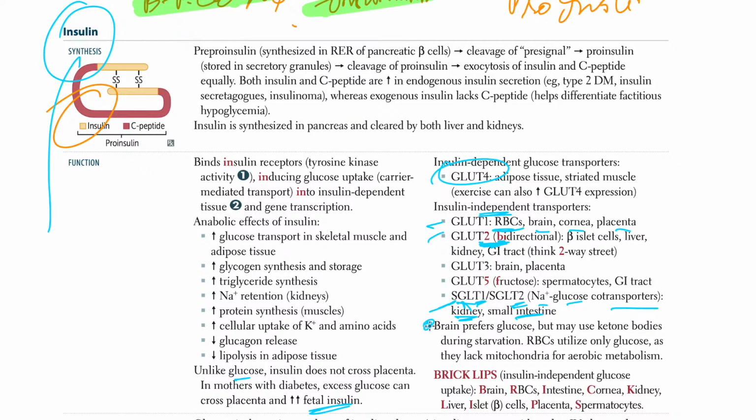So the brain prefers glucose all the time, but can use ketone bodies during starvation. But with the RBCs, there's a problem. They can only utilize glucose. They cannot utilize ketone bodies because they lack mitochondria for aerobic metabolism. As for the brain, although it prefers glucose, it does work on ketones as well. So no problem there. And the RBCs just use glucose.